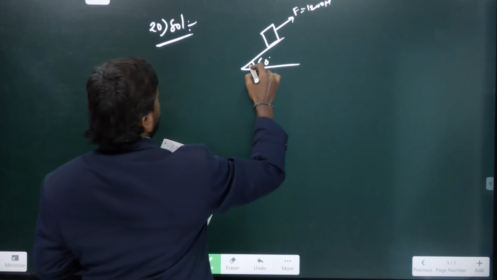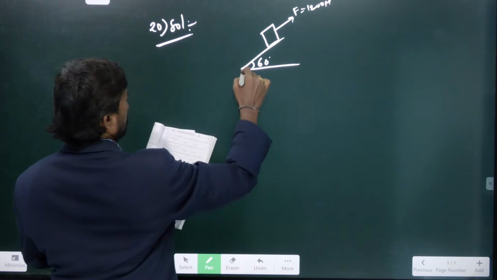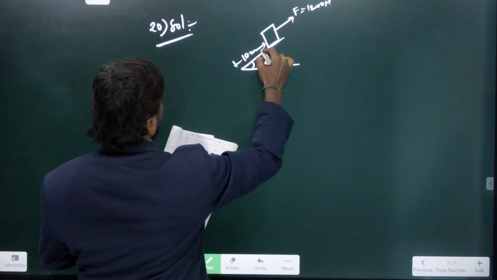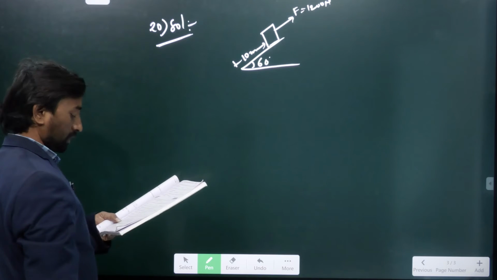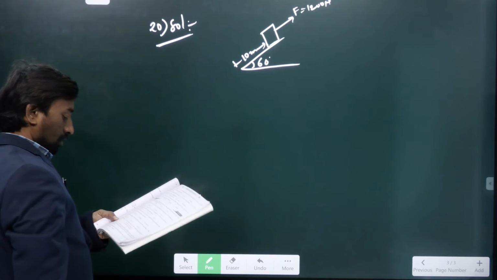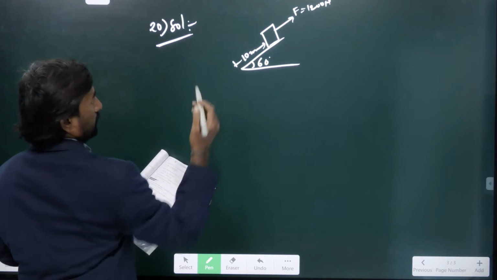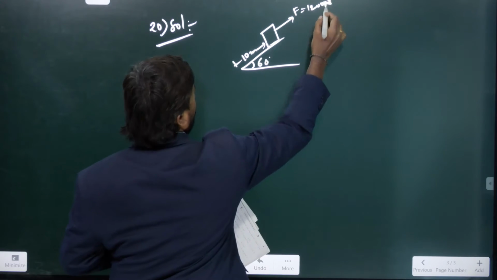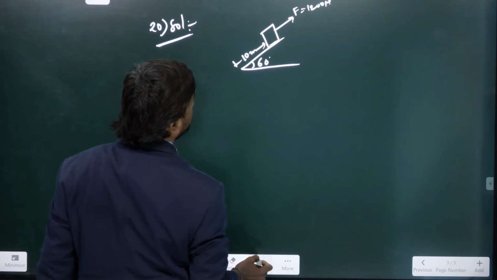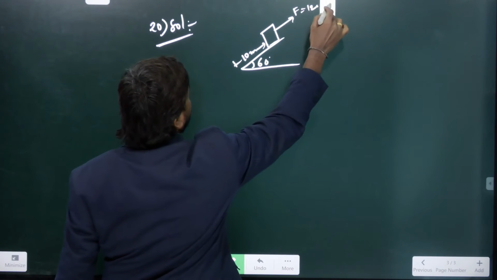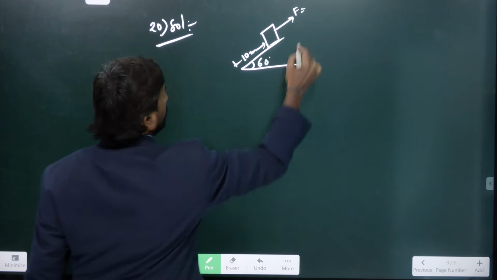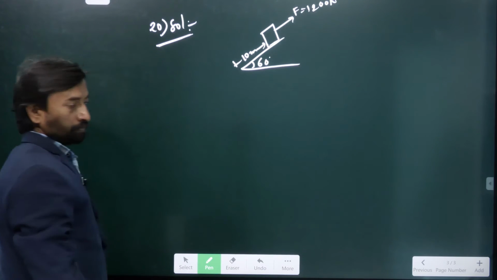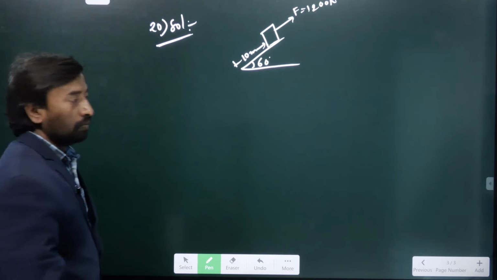So it has travelled a distance of 10 meters, as given here. From here to here it has travelled 10 meters, inclined at an angle of 60 degrees. Force is applied here, 1200 newtons. So work done is nothing but force into displacement.